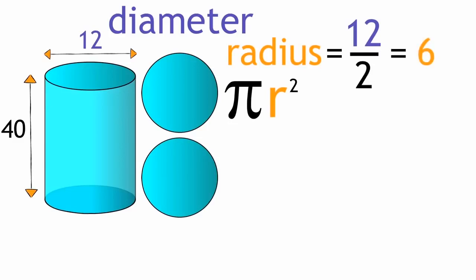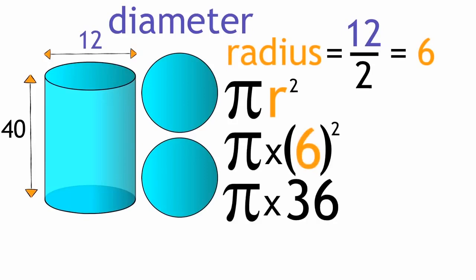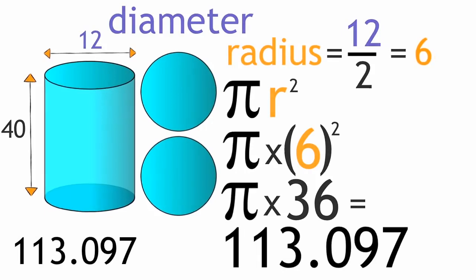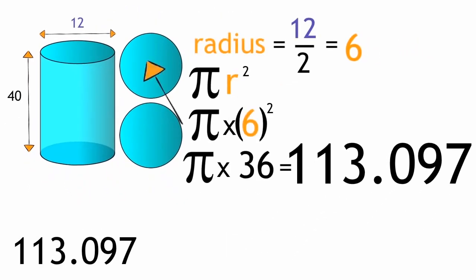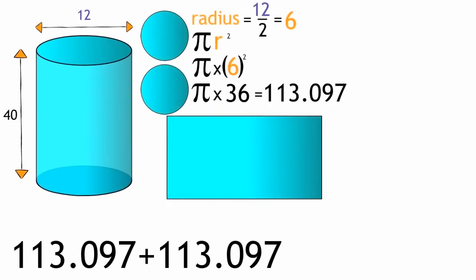So pi r squared is going to be pi times 6 squared, which is pi times 36, which is about 113. And then there's two of those, because that's here and here from the top and the bottom. So I want two of those. So at the bottom we've got 113.097.